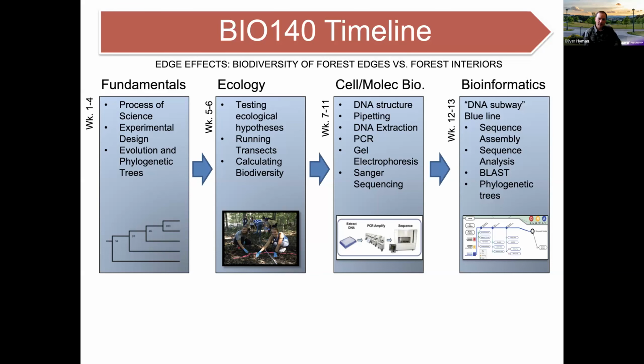And then the last part is running that barcode through the DNA Subway. This is the blue line of the DNA Subway, if you're familiar with this software at all, where essentially they take their sequences, they assemble them and clean them up. They analyze them through a basic BLAST search, and then they generate phylogenetic trees based on the closest BLAST hits to help identify the taxonomic ID of their organism. And those sequences can also ultimately be uploaded to the NCBI database through DNA Subway. So they're contributing to a larger database of DNA barcodes.